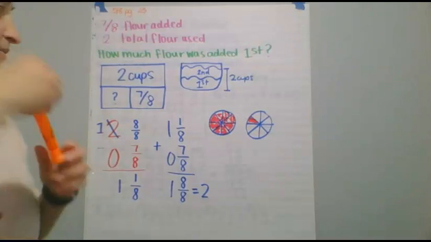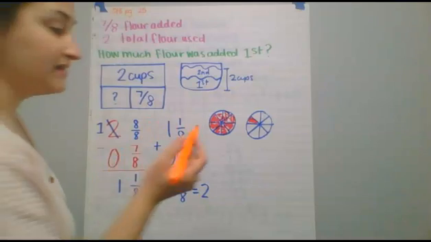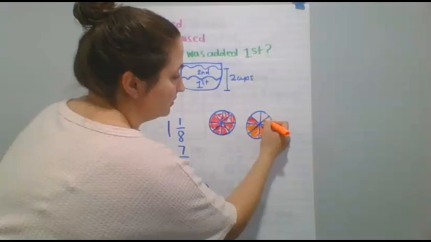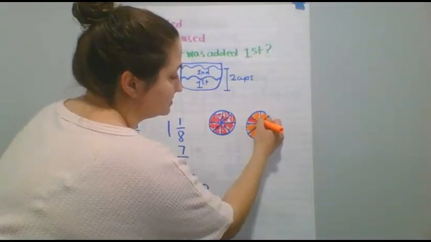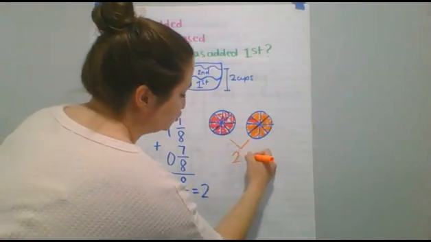Then I'm going to represent that 7/8. So the red is 1 1/8. And then the orange will be 7/8. 1, 2, 3, 4, 5, 6, 7. And those two quantities put together gave me 2 cups.